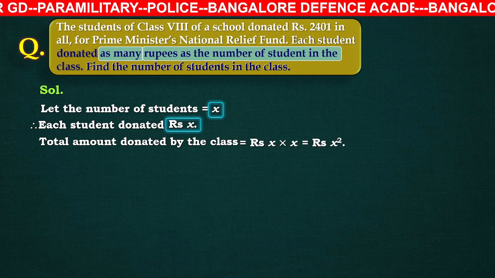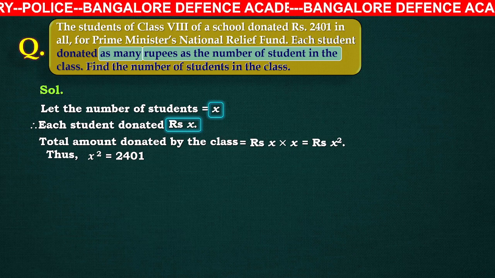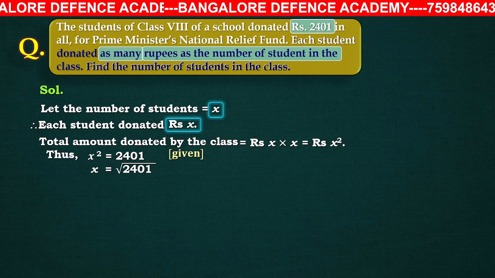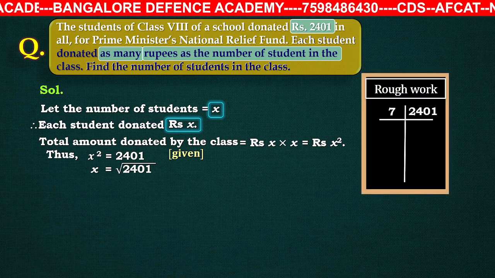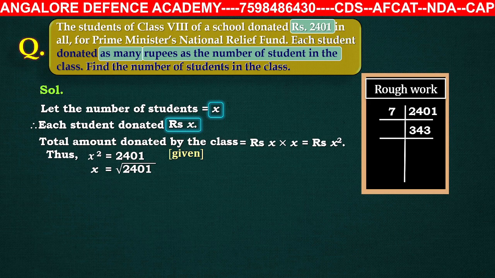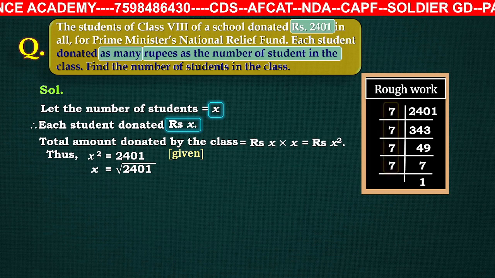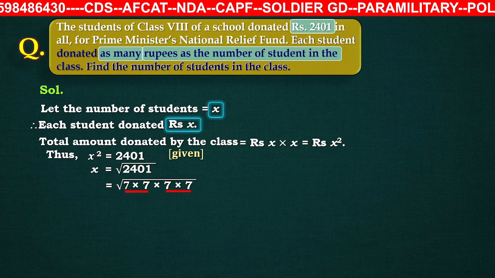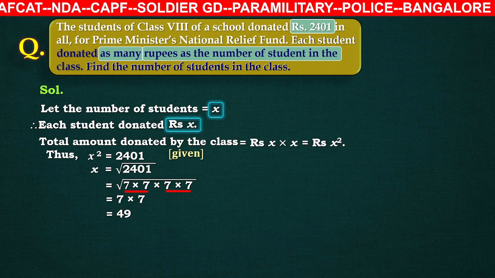Now X into X is X square, that we already know. So this X square amount is given as 2401. If you want to find the value of X, you are going to find the square root of 2401. How to find the square root of 2401? That we have practiced a lot of questions till the previous classes. So you have to take it as a pair. 7 into 7 gives you 49. So the number of students in the class is 49.